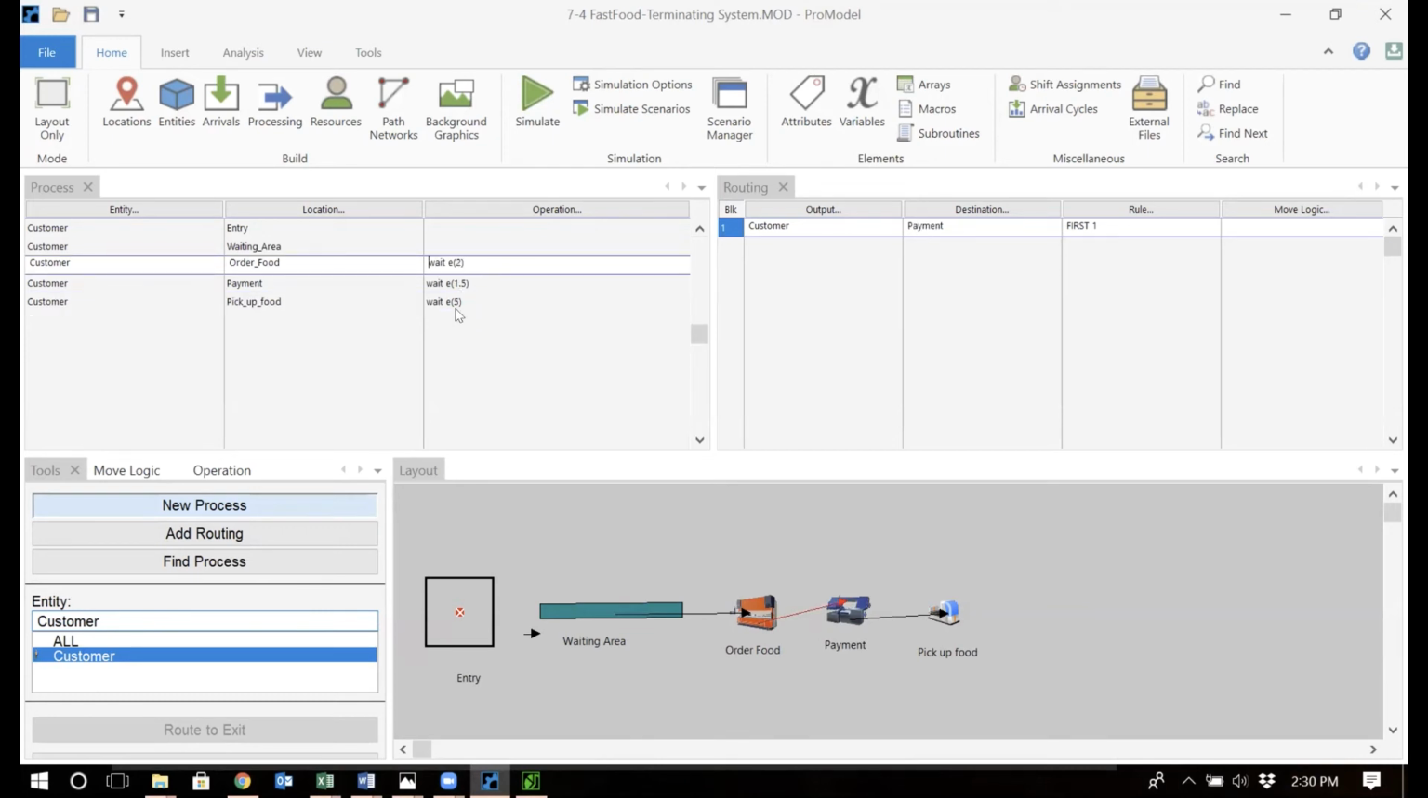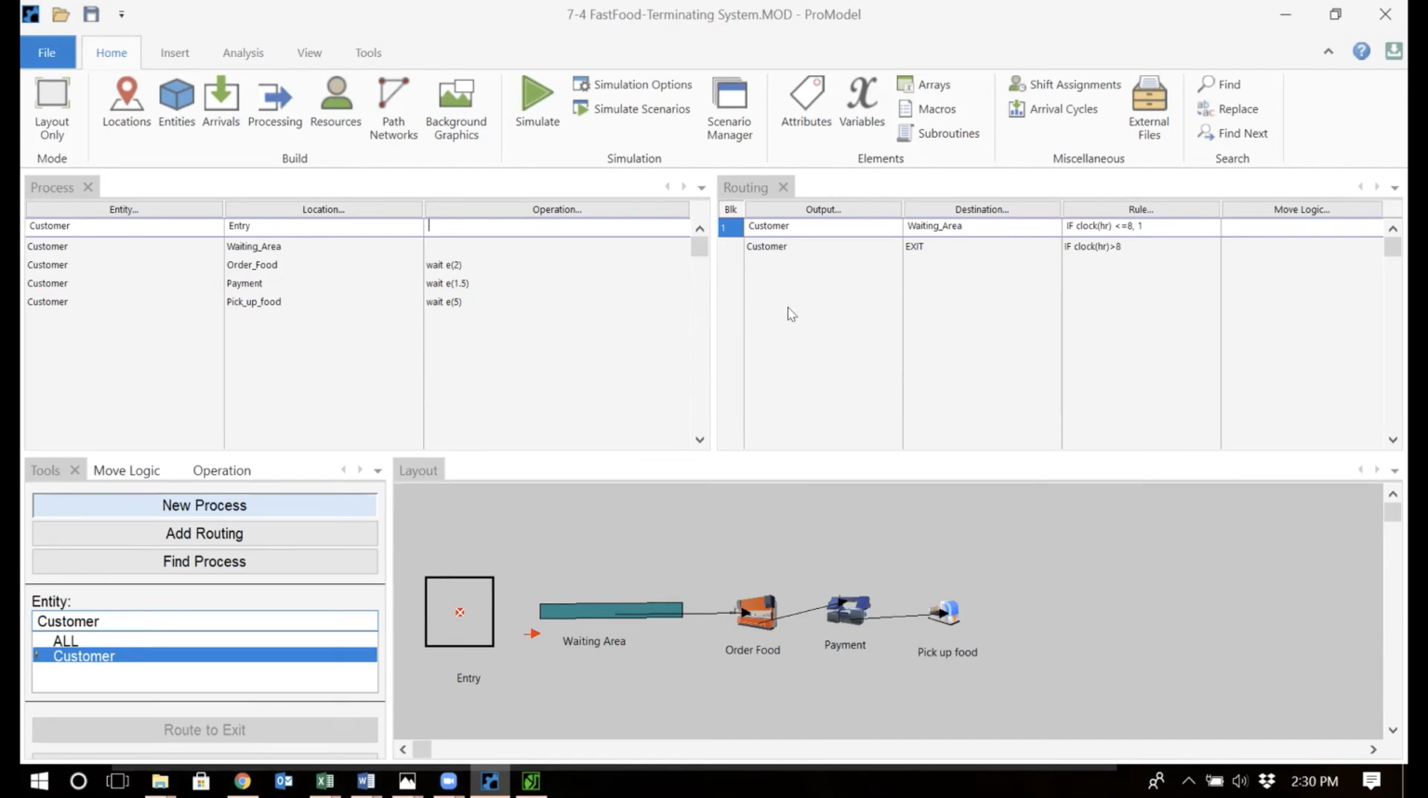Okay, these are the processing times at order food, at payment, and pickup. So far I took care of the fact that if I'm past the 8 hours of operation, I'm not going to let any new customer come in.